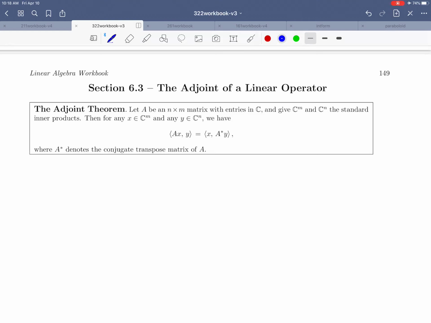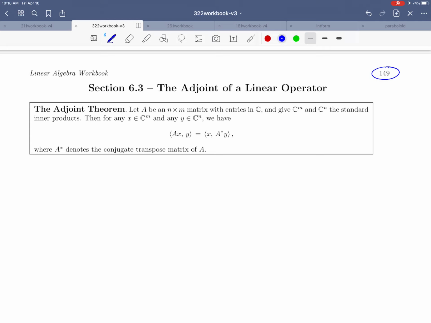Hello everybody and welcome to page 149 of the workbook. This is the beginning of section 6.3, the very last section of our course. Yay! So we are going to talk about the adjoint of a linear operator here, and that's going to lead us to a formula for the least squares method that you might remember from statistics.